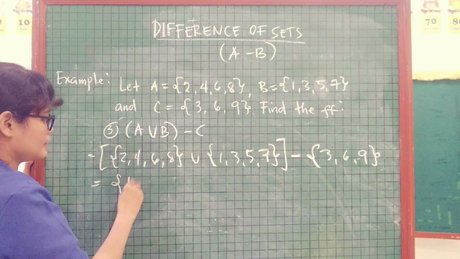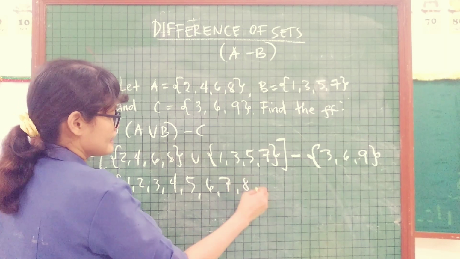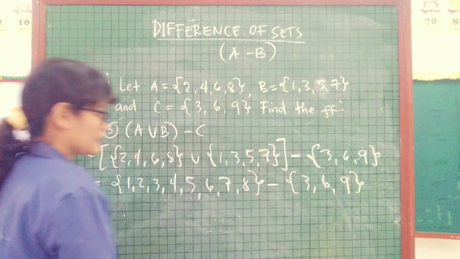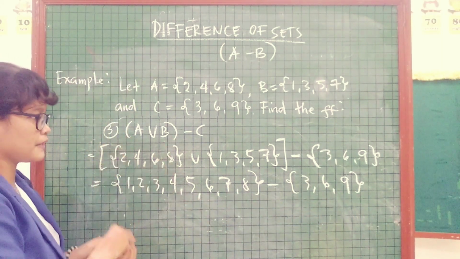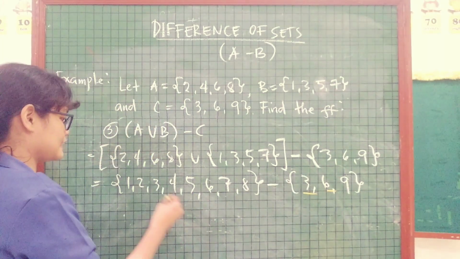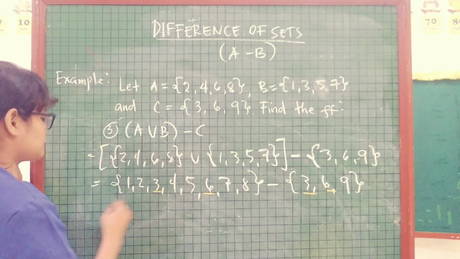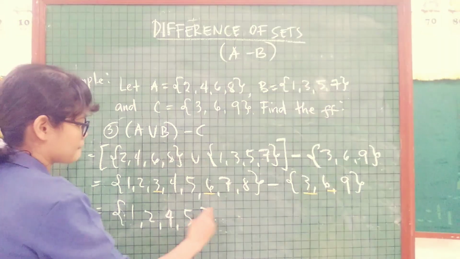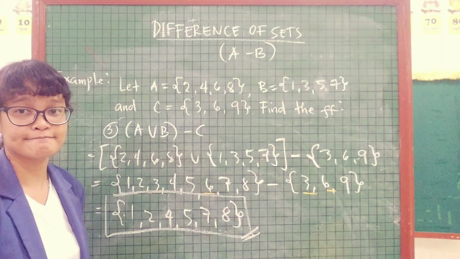Okay, walang common na term, so ibig sabihin the union of this one is simply combine lang lahat. So you have 1, 2, 3, 4, 5, 6, 7, and 8 minus you have 3, 6, and 9. Okay, what are the common elements na nandito, tapos nandito rin sa set ng A union B? You have 3 and 6. So, ibig sabihin, hindi rin natin isasama yung 3 and 6 dito. Therefore, the solution for this one is simply equal to 1, 2, 4, 5, 7, and 8. That's it. That's the difference.